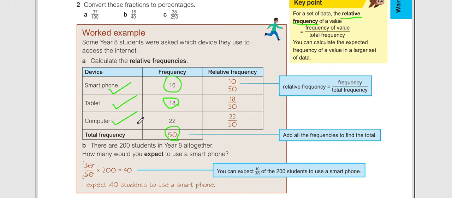Is that clear? Yes. So here they are telling you to calculate the relative frequencies. So these are the relative frequencies. Did you understand how to calculate that? Yes. Right. Now then there's another one.